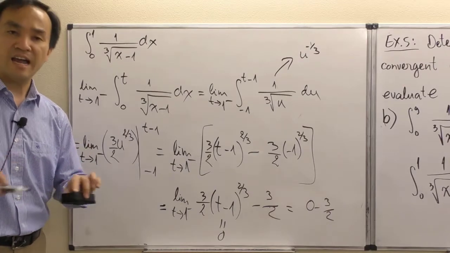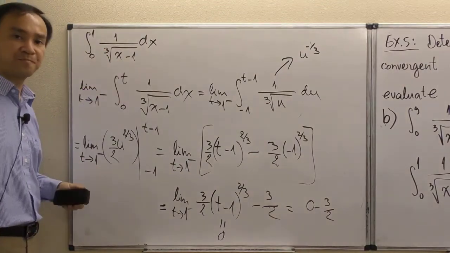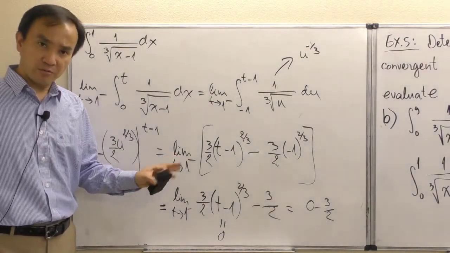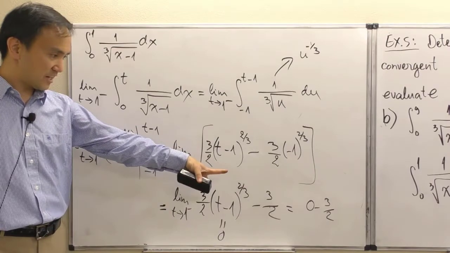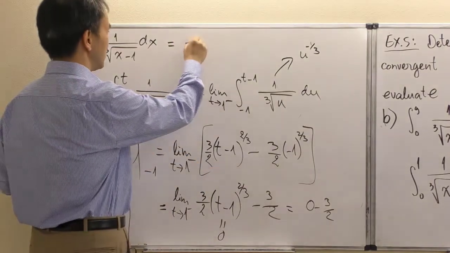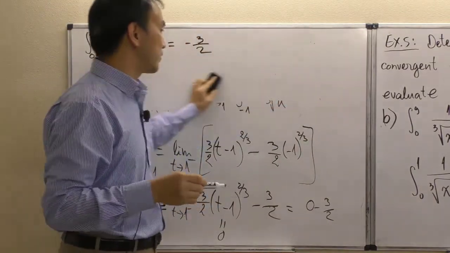We got half of the work done. In other words, this integral is convergent. But that's not enough, that's only halfway through the problem. We found that this is negative 3/2, so I'm going to note it somewhere. This is negative 3/2. I'm going to have to make note of that somewhere. Now I'm going to erase and clear my board.